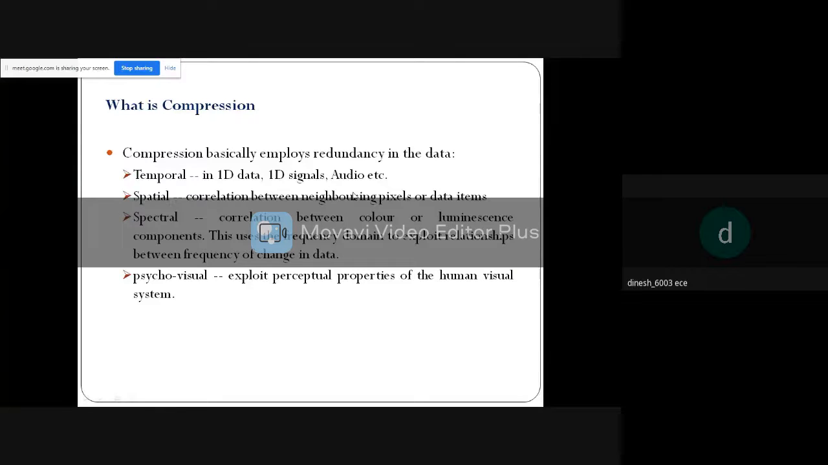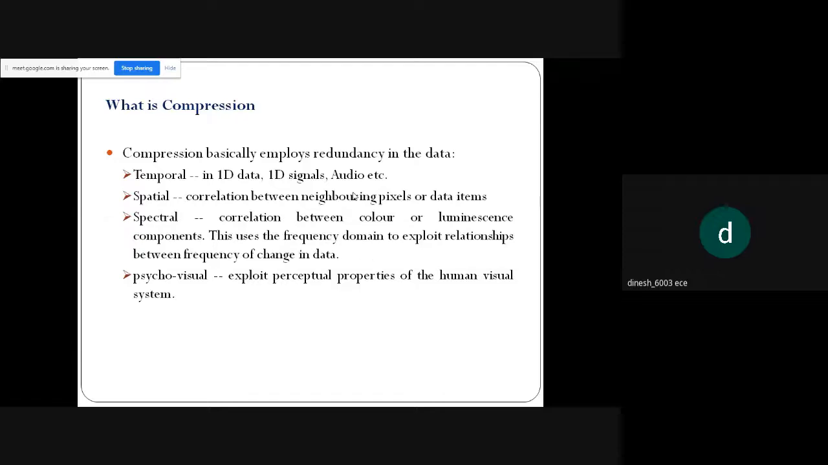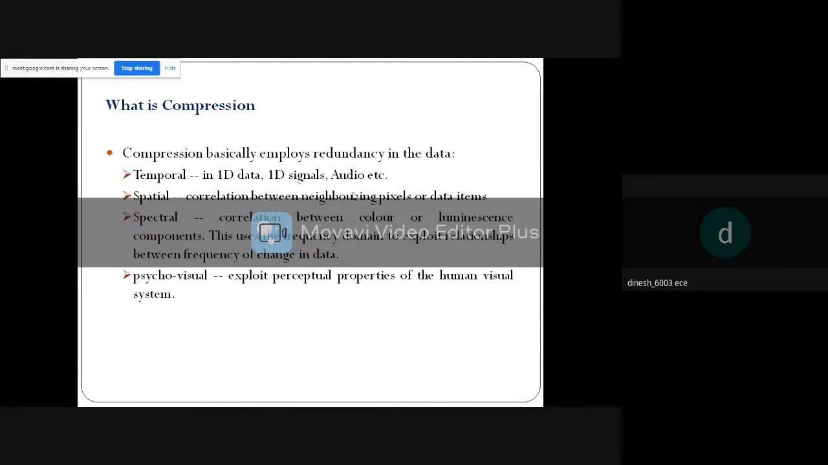Compression basically employs redundancy in the data, which has the following features: temporal, in one dimension; spatial, which is correlation between neighboring pixels or data items; spectral, correlation between color or luminance components; and psychovisual, which exploits perceptual properties of the human visual system.